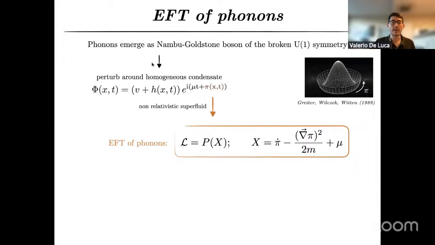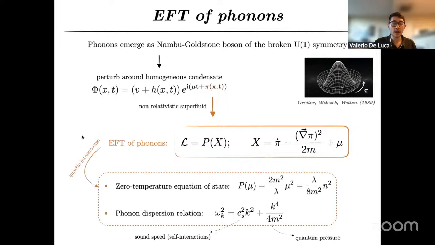So in particular, we can study the properties of these phonons by perturbing around the homogeneous condensate, which has broken the U(1) symmetry. So we can introduce h, a radial perturbation, and pi, which will be the phonons, so the angular perturbation. And if you go to the non-relativistic limit and integrate out h, you can derive an effective field theory of phonons, which usually is written in the form of a P of X theory, where X depends on the phonons pi and on the chemical potential mu.